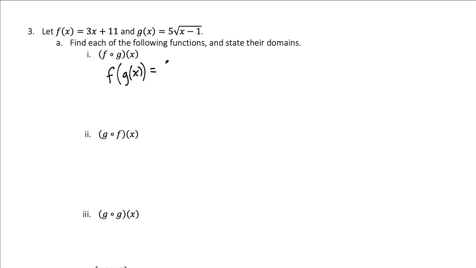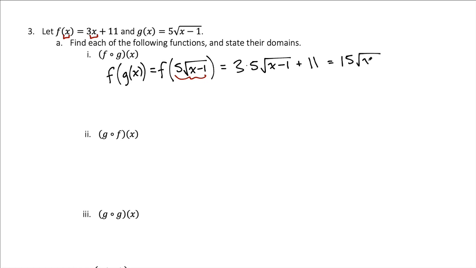So our inside function, I like to start with that one. So we have f of, and then g of x is 5 root x minus 1. And then take our function f and use this as the input. So that input right there, that's now x, okay? And so we get 3 times that input, 5 root x minus 1, and then plus 11, okay? And we can go ahead and simplify this. This is 15 root x minus 1, and then plus 11.